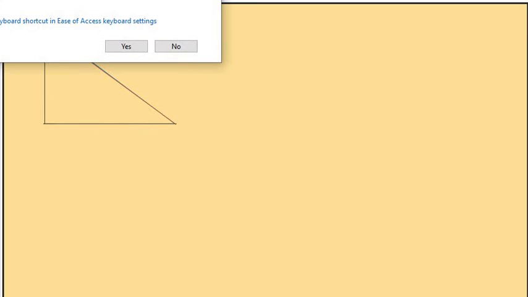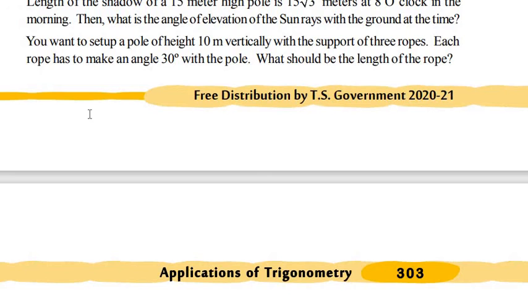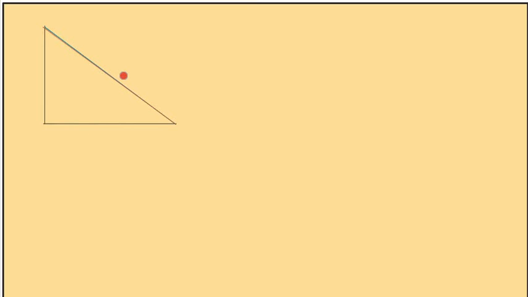Let this be a pole, and this is the ground. So they tie 3 wires. One, how many wires they tie? This is 1, this is 2. All are not visible, but they tied. 3. If we find one, we can multiply by 3. Pole height is 10 meter. Okay, this is 10 meter.